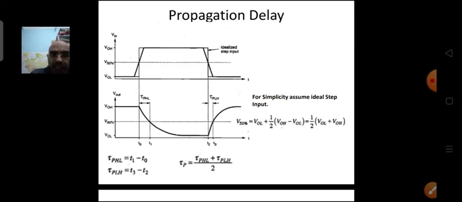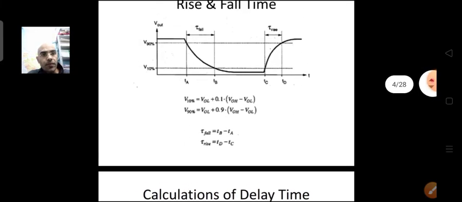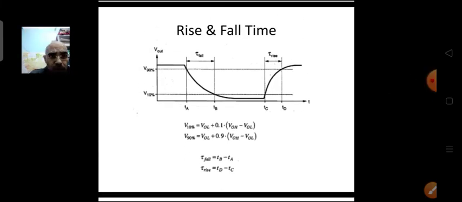So you basically take the lower side and then the difference of the upper side and the lower side, and half of that, and when you calculate it completely, you get half of VOL plus VOH. So it is a very simple thing. This is how we can determine the 50% level. Now let's determine the rise and fall time. As I have already told you, it is the transition from 90% to 10% or from 10% to 90% of the steady state value.